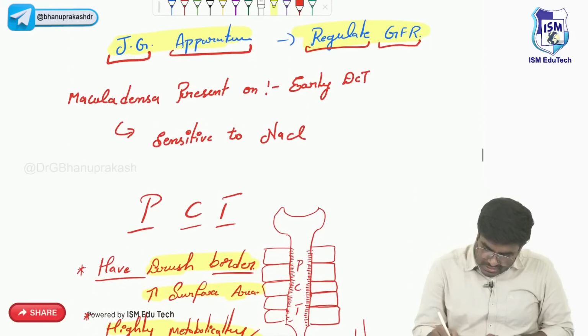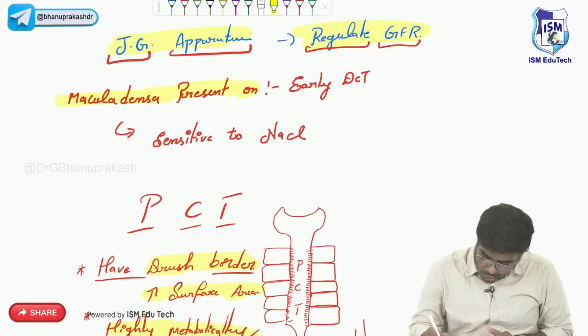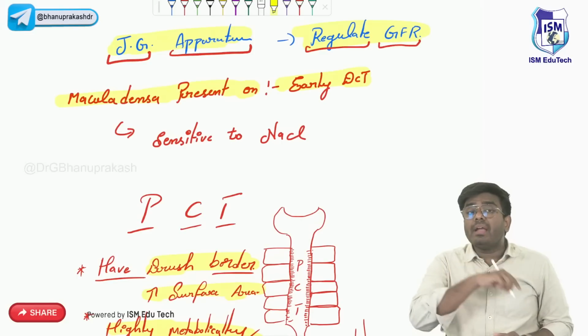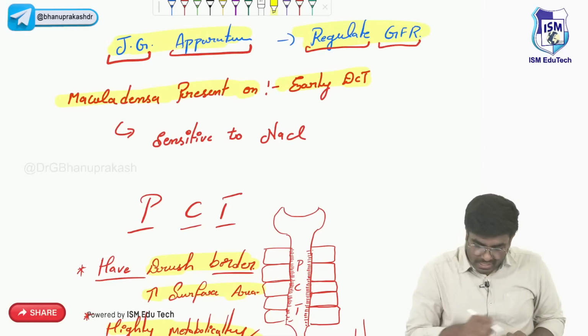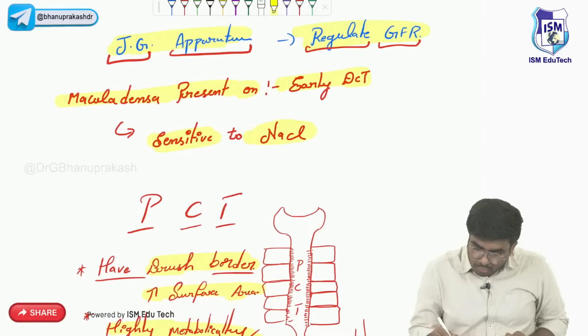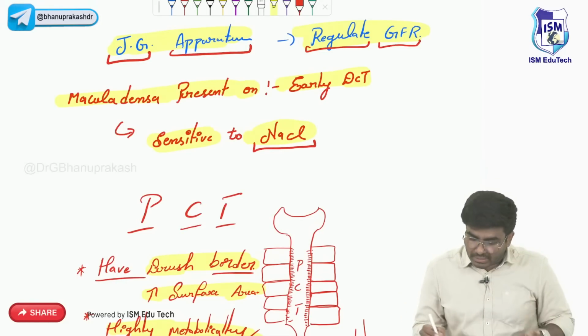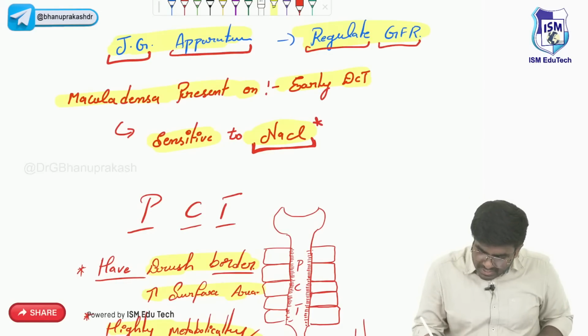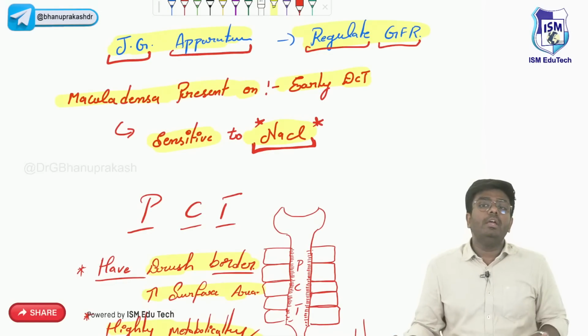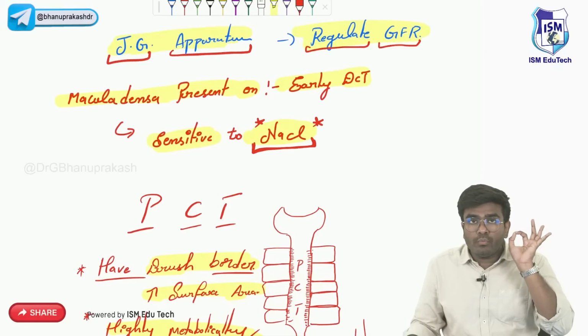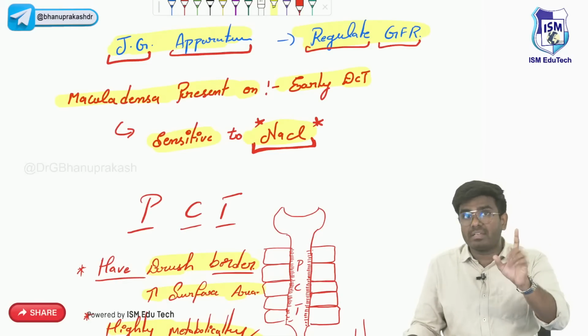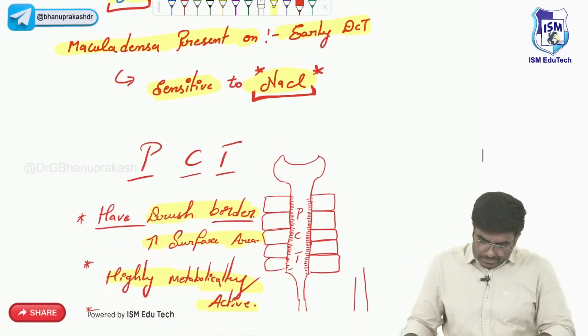Okay, now let's see about the questions. Macula densa is present on where? Early DCT. This question has been asked a lot of times in exams. Macula densa is sensitive to which ions? The function of the macula densa depends on the concentration of NaCl, especially the sodium. So macula densa is sensitive to sodium levels.